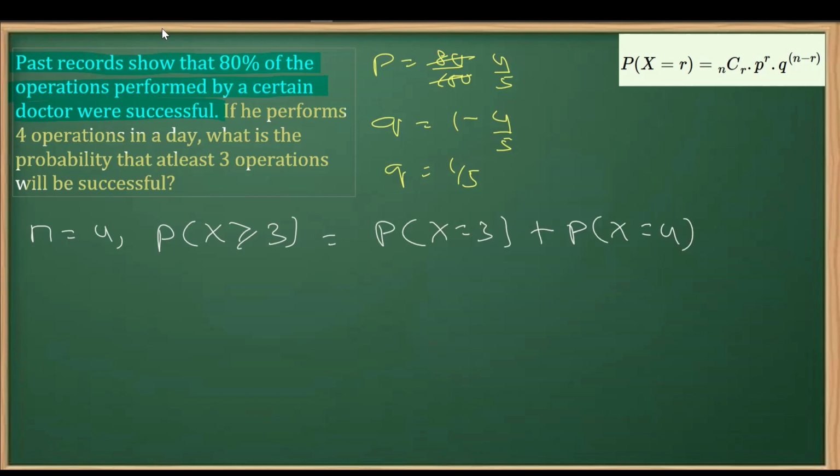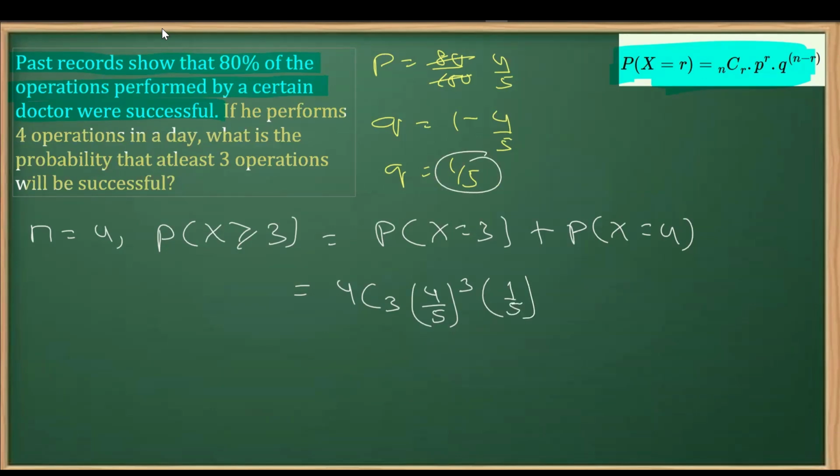Now after that, we are going to apply this relation of probability. It says P(X = r) is nCr p^r q^(n-r). So n in this case is 4, 4Cr, and r for this is 3. P raised to the power r, and P from here is 4 over 5, so that's 4 over 5 raised to the power r, which is 3. Q raised to the power n minus r. Q is 1 over 5 raised to the power n minus r, that is 4 minus 3.